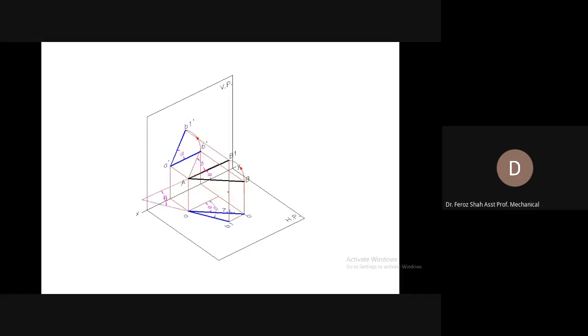And when you make the line inclined to the horizontal plane as well, the position of the front view also changes and it doesn't remain parallel, and it also appears at some greater angle as compared to theta.